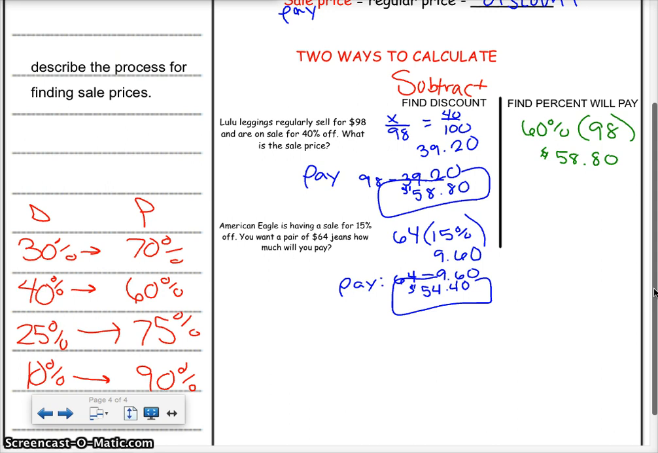For American Eagle, if you take 15% off, you pay 85%. And you can multiply them or make a proportion, whatever your brain likes best. X is to 56, just kidding, it's 64, as 85%.